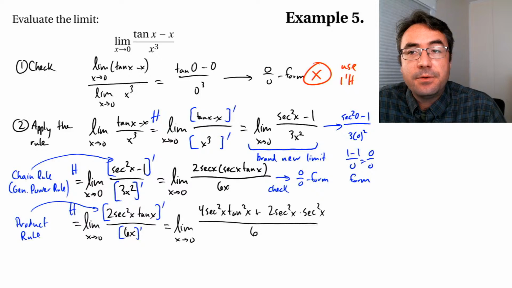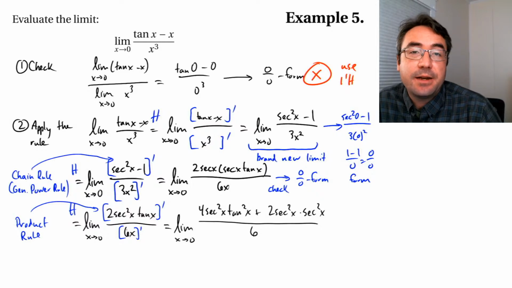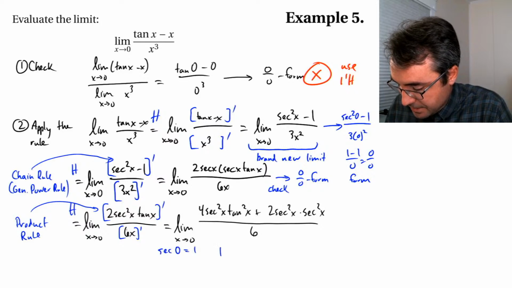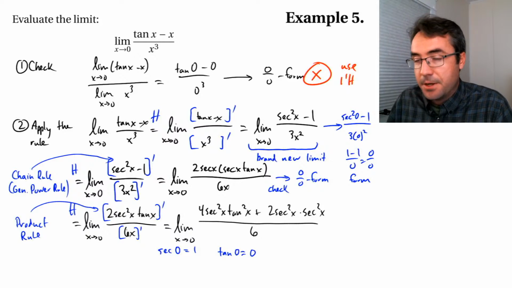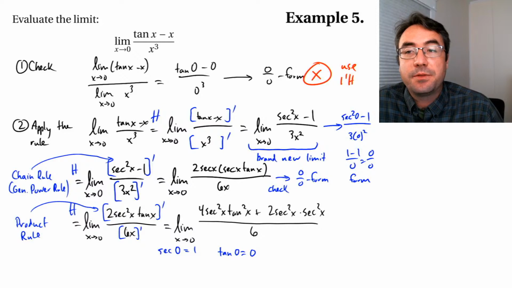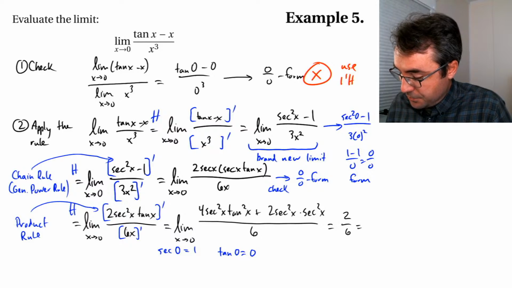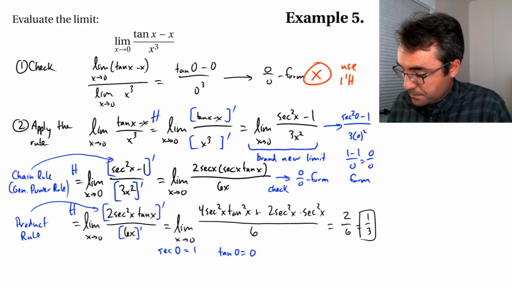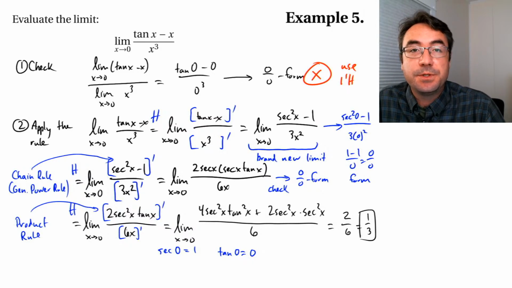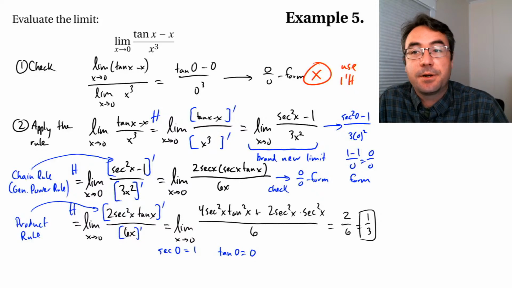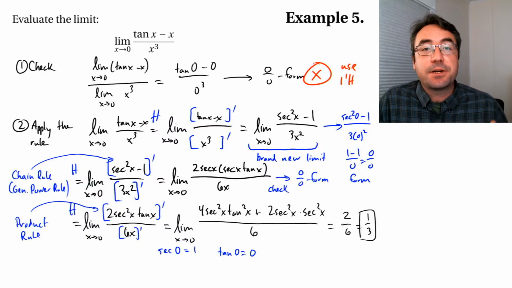We have a brand new limit now, so we try plugging in. And when we plug in, secant of 0 is just 1, and tangent of 0 is equal to 0. So when we plug in here, we'll end up with 2 over 6. And as soon as we get a number as our answer, well, that's our answer. As soon as it stops being an indeterminate form, that's our answer. So we had to go through L'Hopital's rule 3 times here, and eventually we got down to the point where the limit was equal to just a number, so that's our answer.